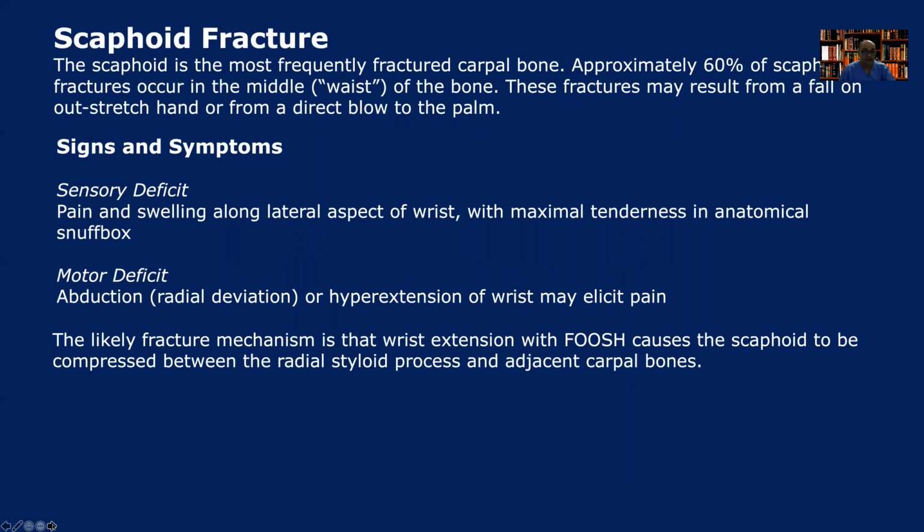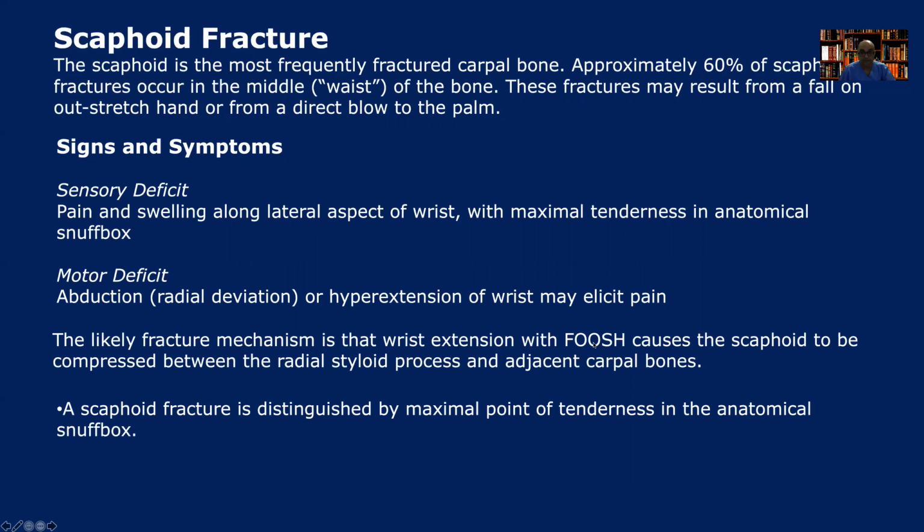So this is the mechanism, you can connect it. Somebody falls on his outstretched hand. Scaphoid fracture is distinguished by the maximal point of tenderness in the anatomical snuffbox. If your patient complains of severe pain there, remember the scaphoid is present in the floor of the anatomical snuffbox. If someone presents with severe pain in the anatomical snuffbox, one should think of scaphoid fracture.